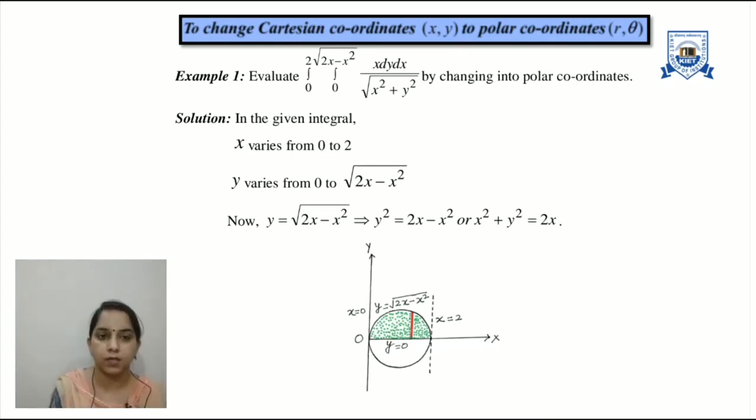And the limit of y starts from y equals 0, that is the x-axis, to the circle x square plus y square equals 2x. So our region of integration is the upper half of the circle x square plus y square equals 2x. Here I have shown the region of integration by green colored dots. Here we have variable limits of y, so I have chosen a vertical strip that shows that the variable limits are along the y-axis.